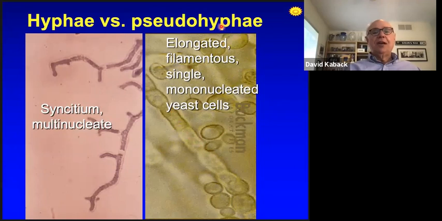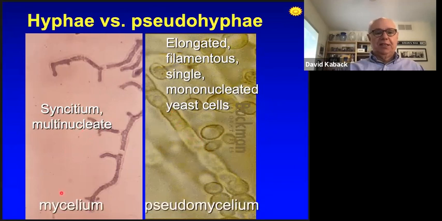So if you have a real fungus making hyphae, whether septate or non-septate, it's called a mycelium. But when you have pseudohyphae, we refer to it as a pseudomycelium. Okay, so again, mycelium versus pseudomycelium.